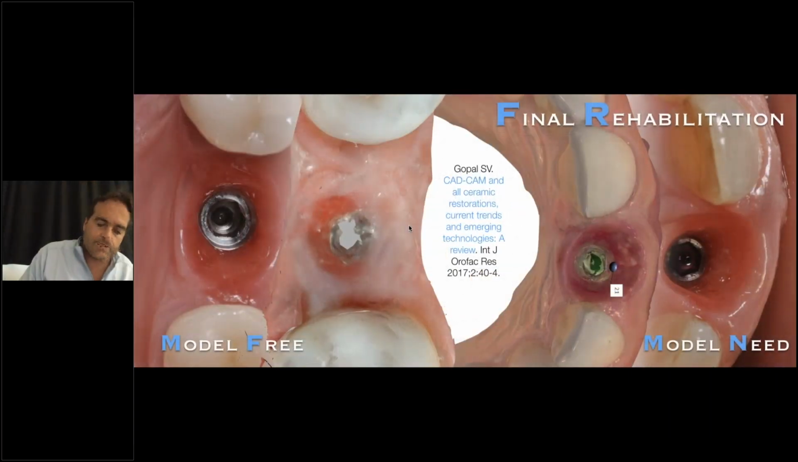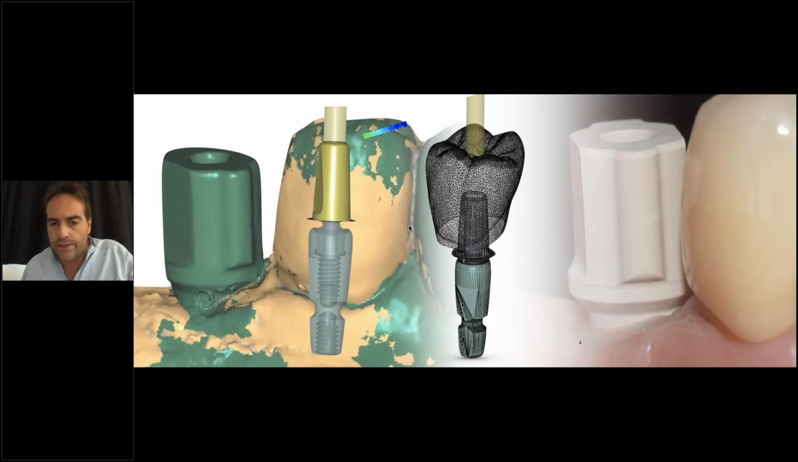And we have discussed 3D planning, we have discussed computer-guided surgery. Let's discuss final rehabilitation. So where digital dentistry is giving us advantages in the final rehabilitation workflow. First of all, we should mention the fact that we do have two different workflows, a model-free workflow and a model-need workflow. We will see when we need one and when we need the other.